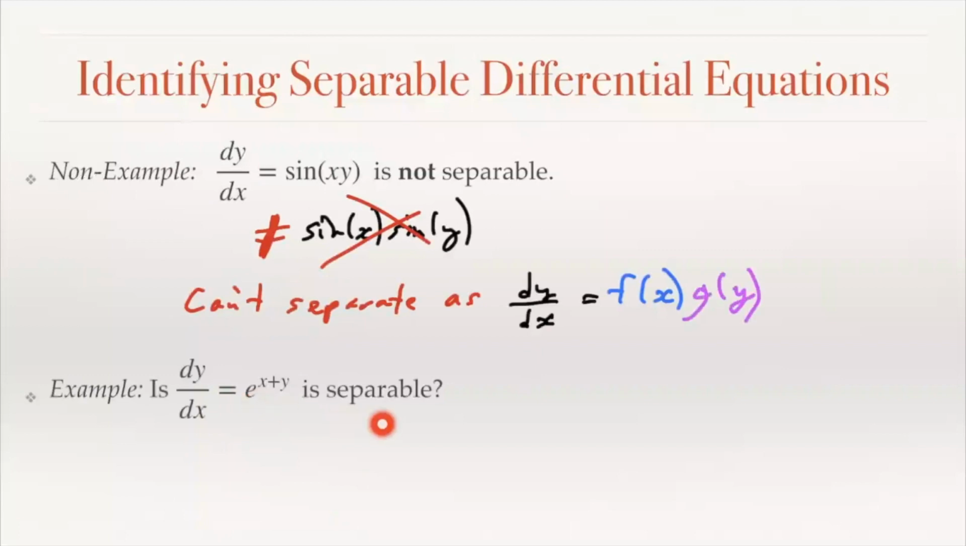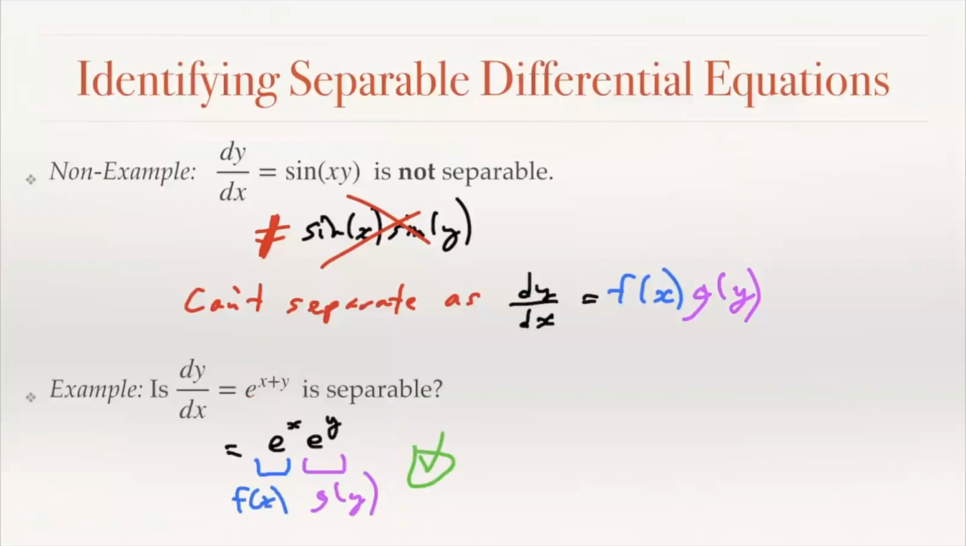Is this guy separable? So it looks like it's a single function of x and y. So it's not really separate in this form, but using exponential laws, that's the same as e to the x times e to the y. So that is a function of x only times a function of y only. That's a yes.